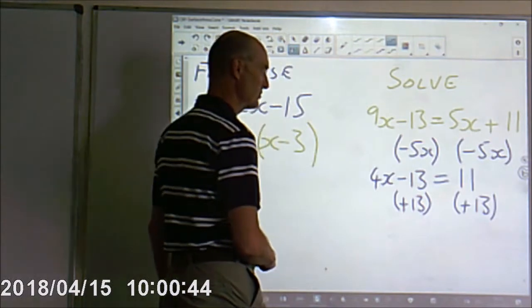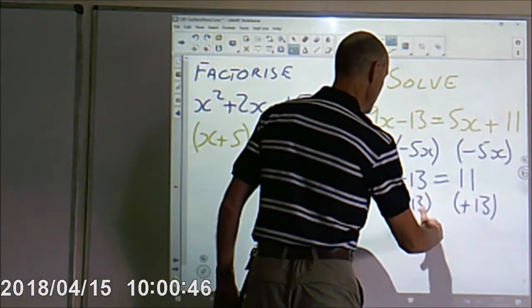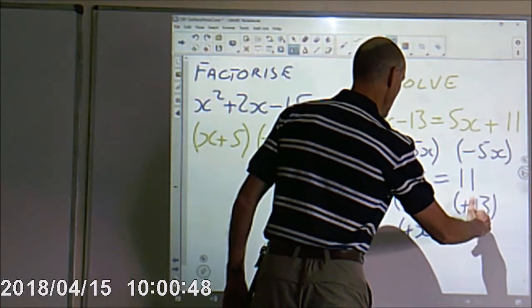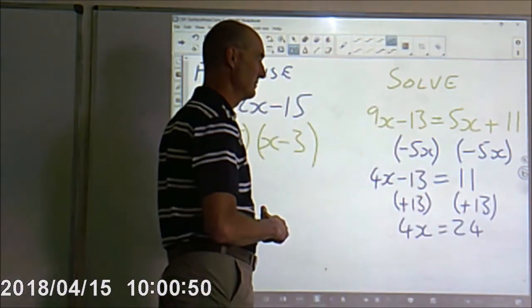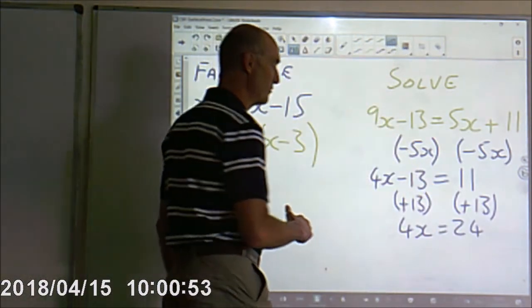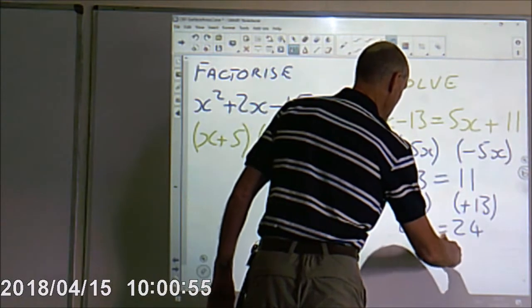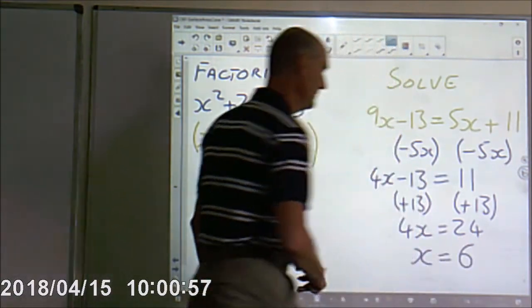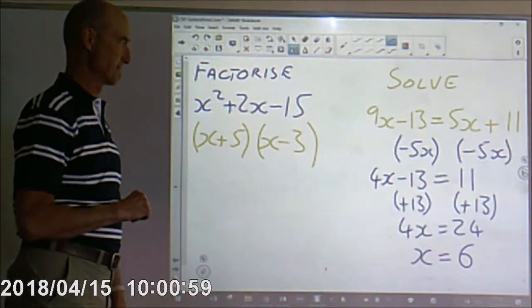So that now means we've got 4x on the left hand side and we've got 24 on the right hand side. Divide both sides by 4 gives us a value of x equals 6. And that is your starter completed.